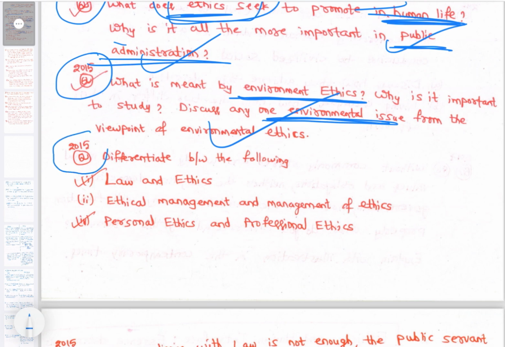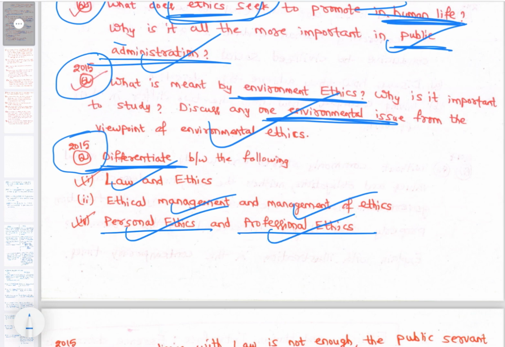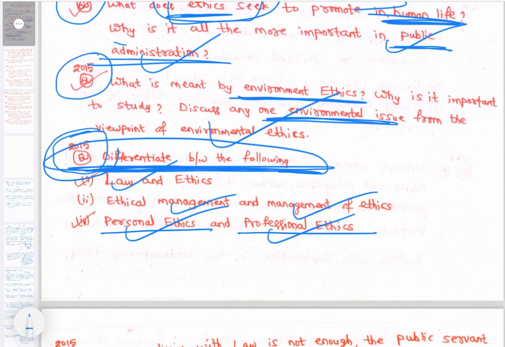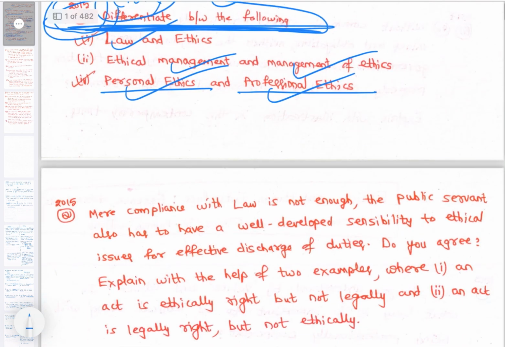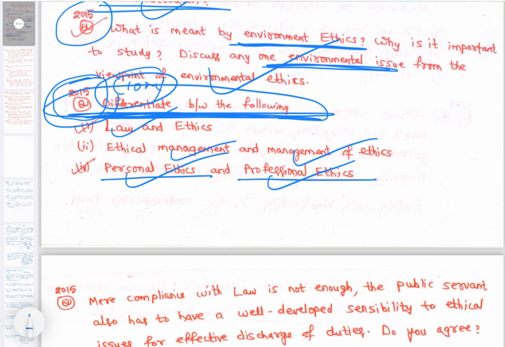Then in 2015 there is a question, that is, differentiate between law and ethics, ethical management and management of ethics, then personal ethics and professional ethics. Differentiate between the following. Okay, their differences, 2015. So this is a 10-mark question. So each question would be carrying 3 marks like that. And then see, for example, 4 questions are given, so 2.5 marks each.